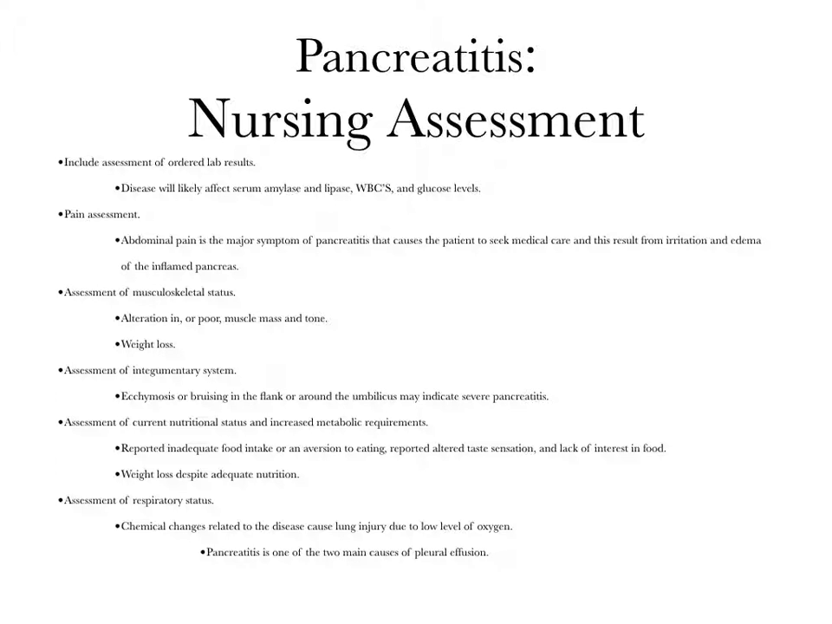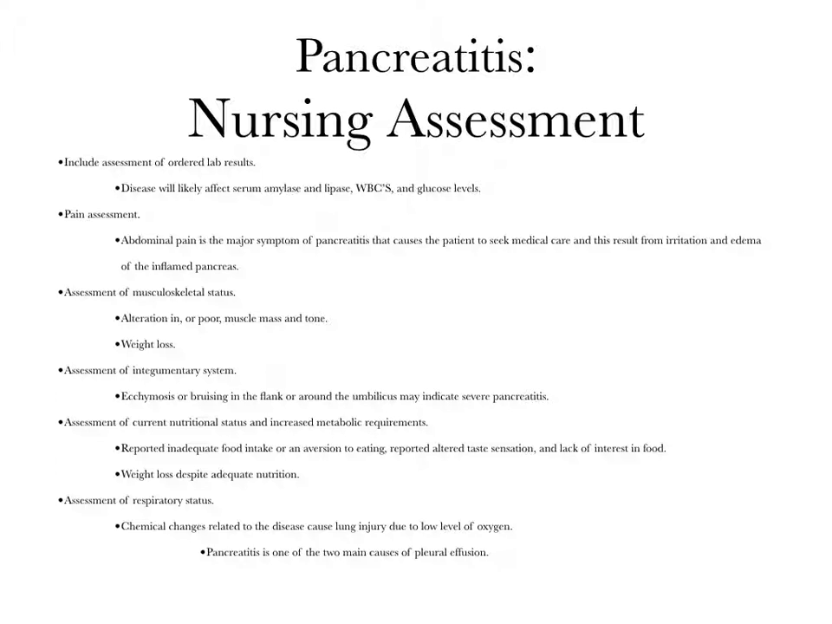A patient may be anorexic if they're experiencing pancreatitis, or they may be consuming the normal amount of food adequate for their typical diet, but due to the pancreatitis, they're having a nutritional deficit because the nutrients are not being absorbed as they should be in the digestive tract.